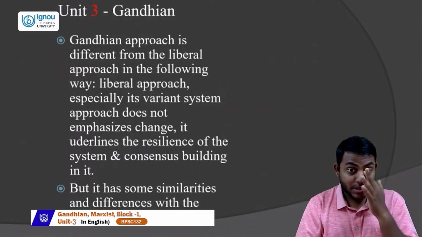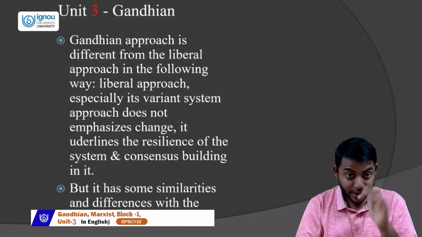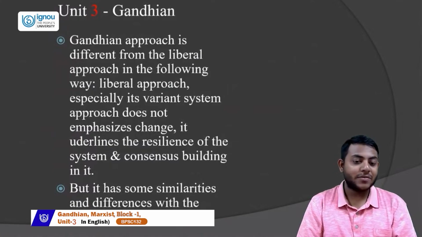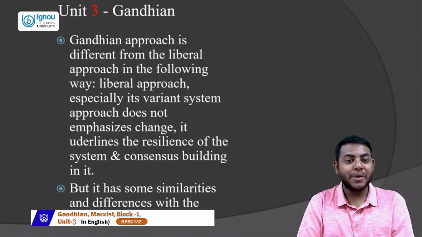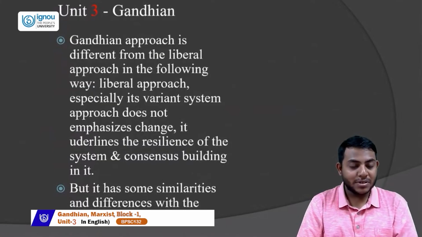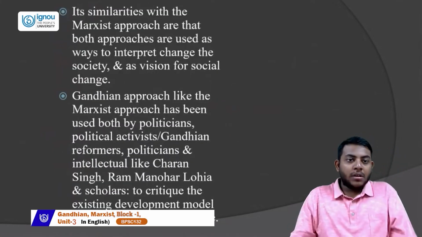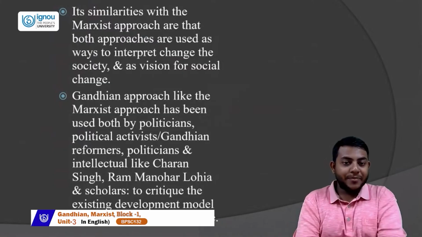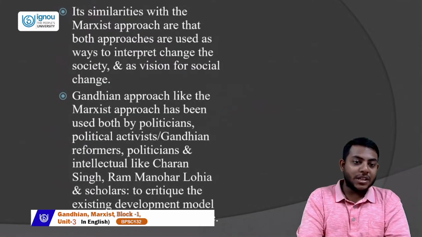So the Gandhian approach is different from the liberal approach in the following way. The liberal approach, especially its variant the system approach, does not emphasize change. It underlines the resilience of the system and consensus building in the system. But it has some similarities and differences with the Marxist approach. Its similarities with the Marxist approach are that both approaches are used as ways to interpret change in the society and as a vision for social change.